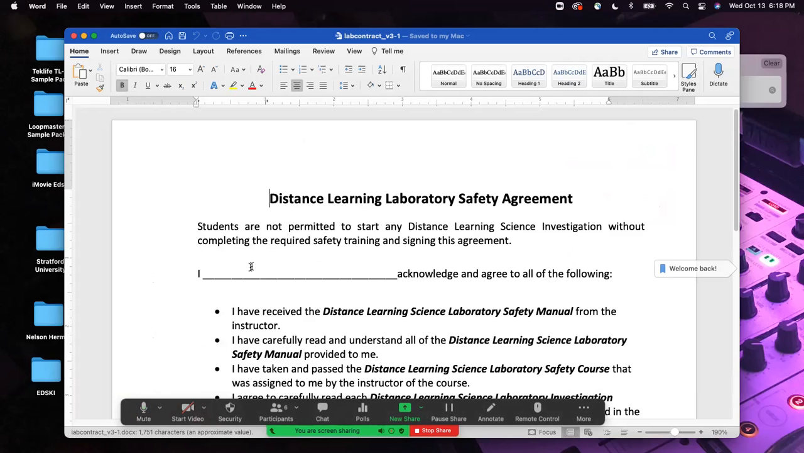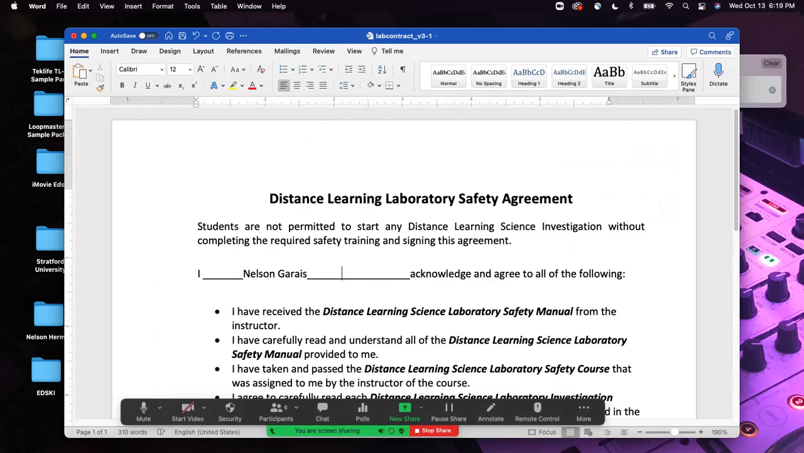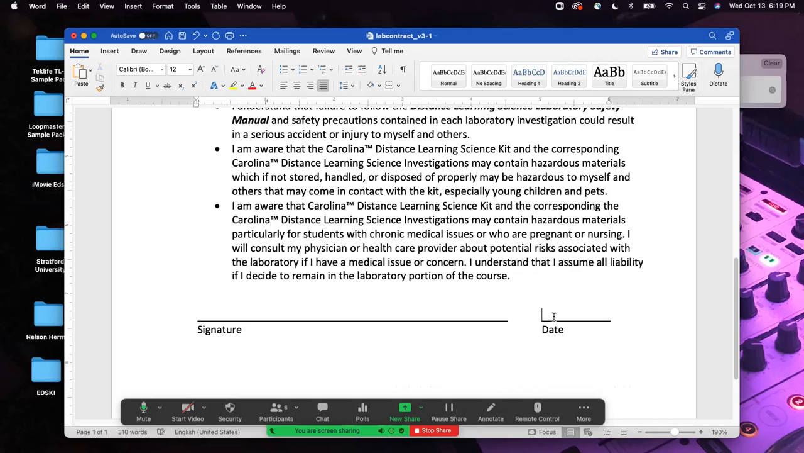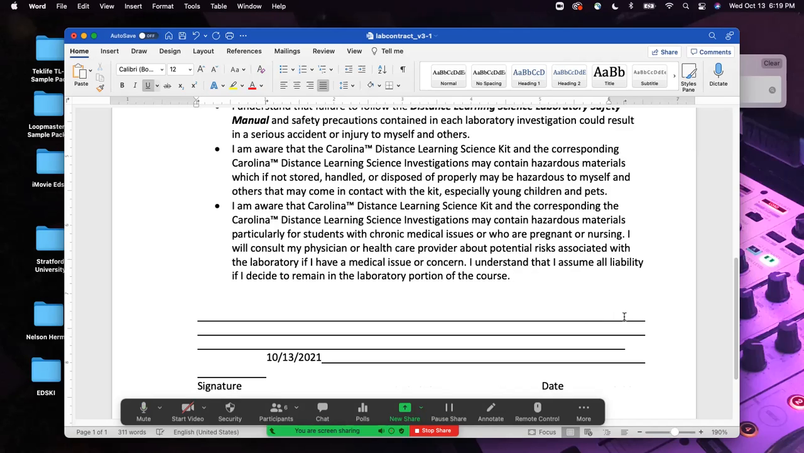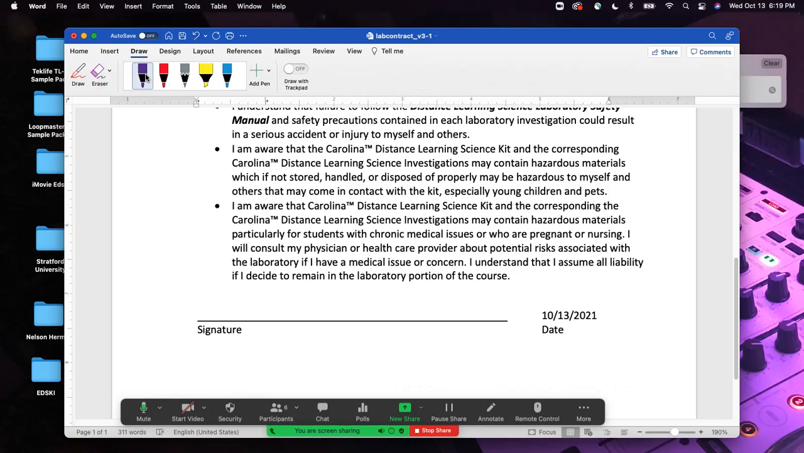I open up the lab contract, right? I can put my name in here. Right, you put your name, maybe a stickler and underline it. And then here, if I want to sign it, of course, put the date. What's today's date? 10/13. Almost Halloween. Oh, criminal. What did I do wrong? Right, you put your date, and then right here in signature, you can click on draw. Right, like that. There you go.